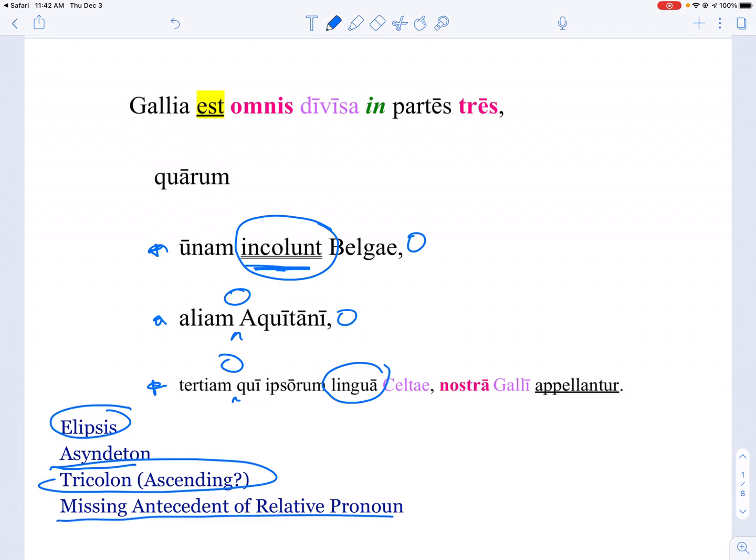And then the trickiest grammar aspect that you'll see quite a bit is that he will often leave out the antecedent of a relative pronoun. So with this one, you have to supply an ae, so those who are called. And that's something you will probably get used to after a while, but you'll have to watch out for.